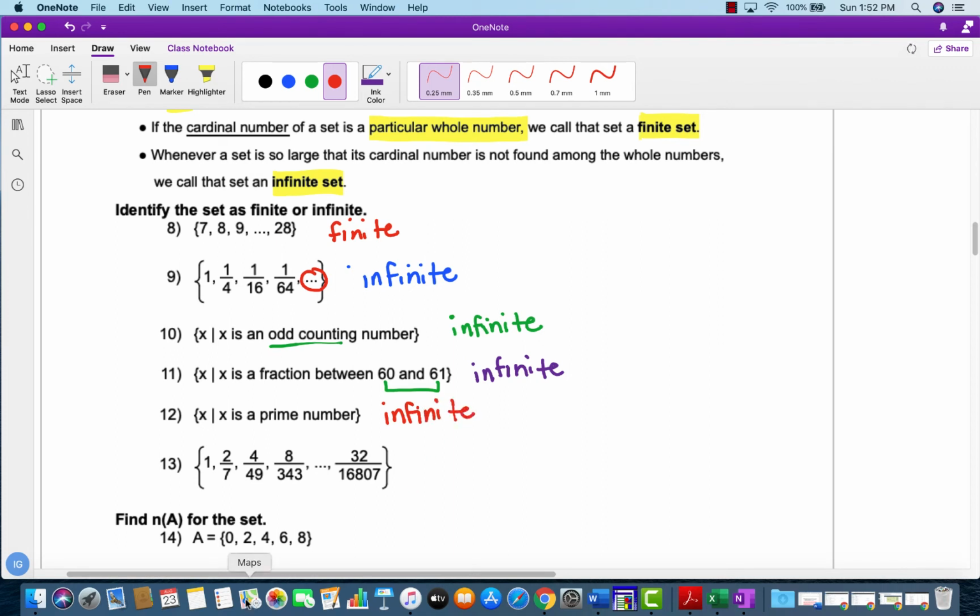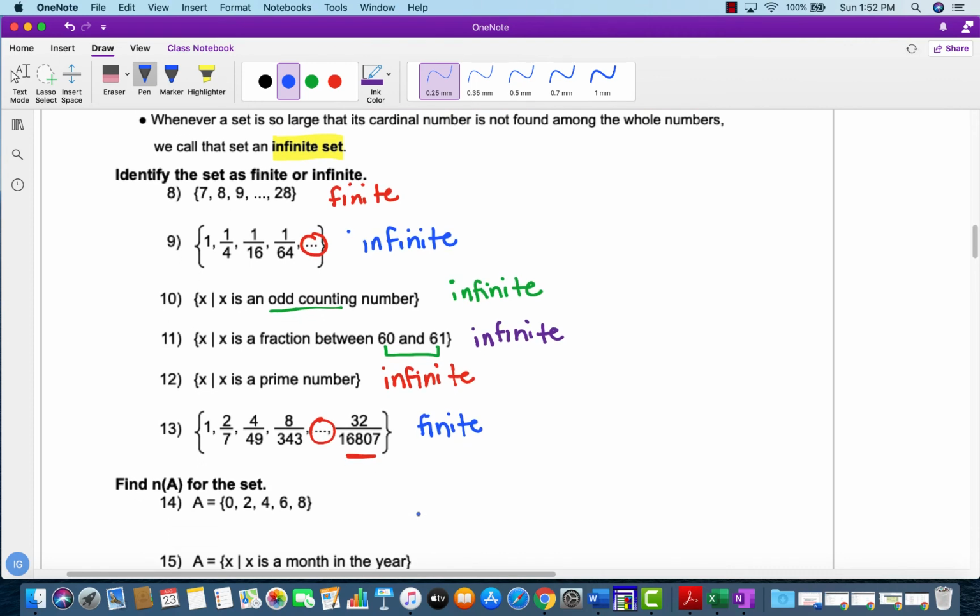Alright, so let's look at the last one. We have 1, and then we have some fractions. We have ... in between, but you actually end at a specific fraction. So in this case, this set is finite. You do know exactly how many elements you're going to have in this set. Okay? Alrighty.